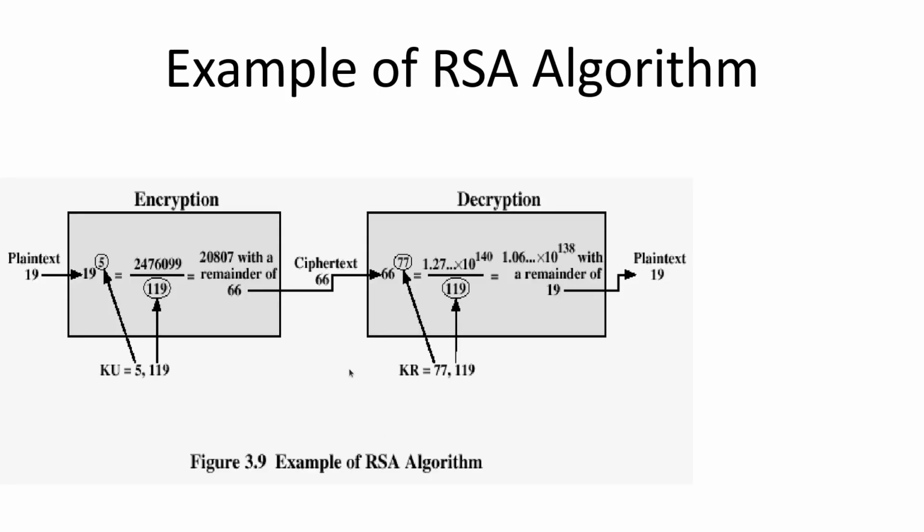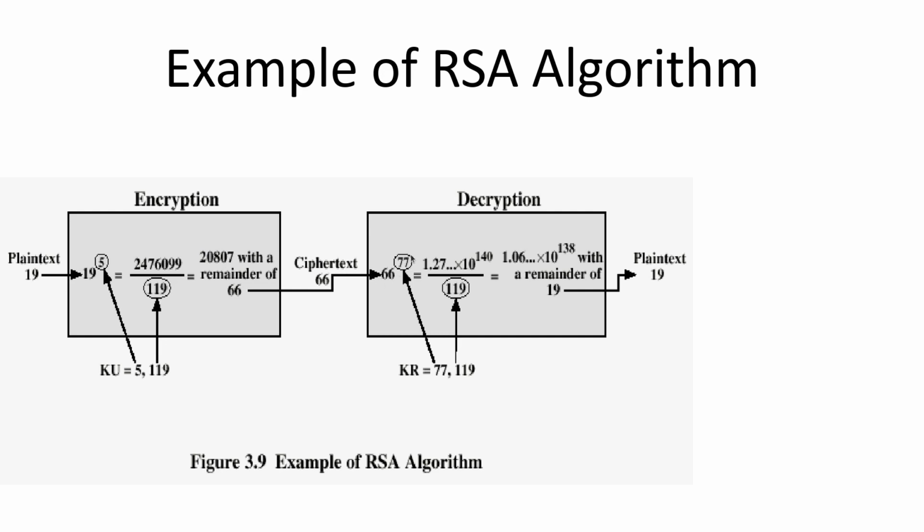Okay, this is another example. The plain text that has been given is 19. The public key is 5 comma 119. So phi of n is 119 and E is equal to 5, and the private key is 77 comma 119. Okay, and then 19 raised to 5 is done over here, and the remainder is 66. So 66 is the ciphertext that is sent over.